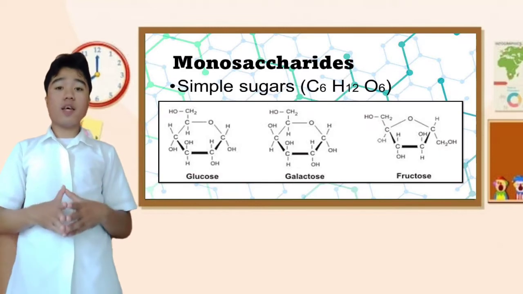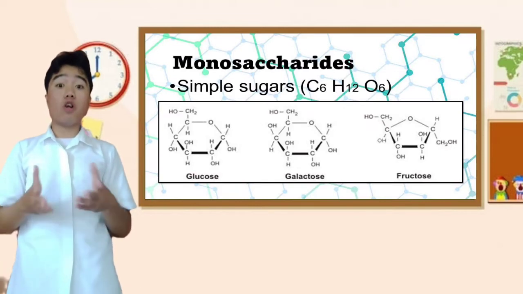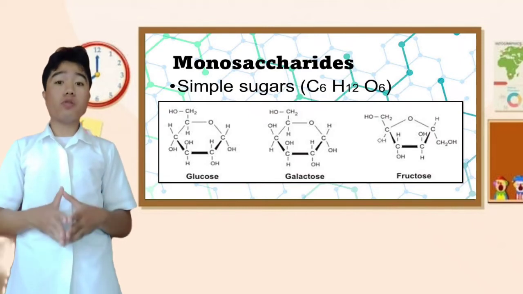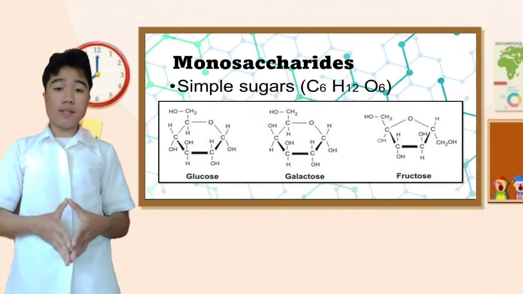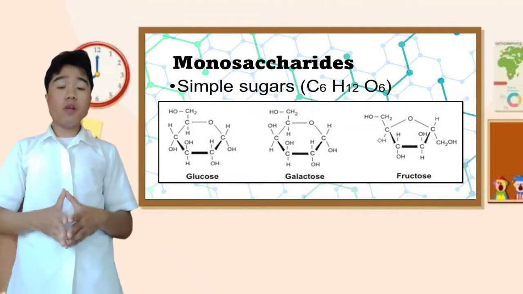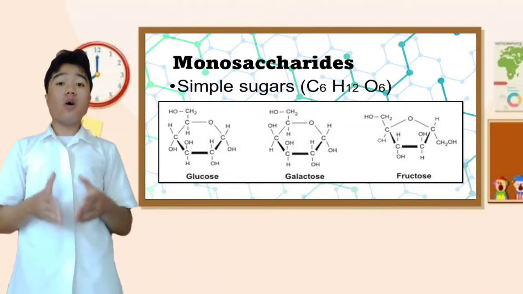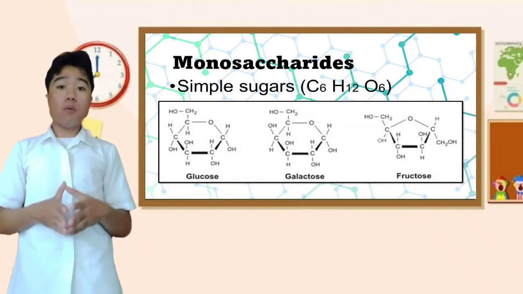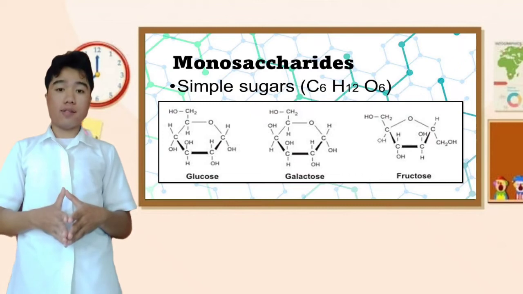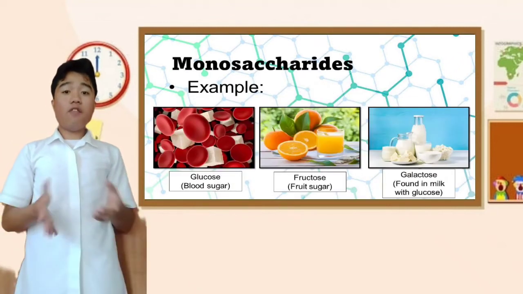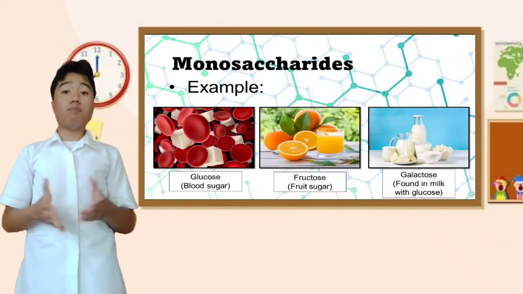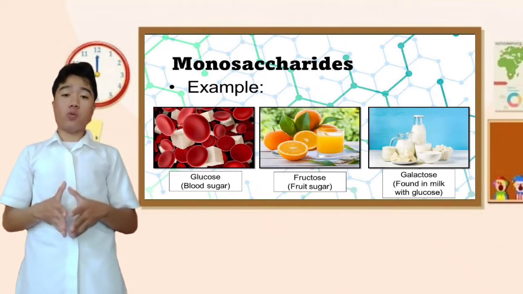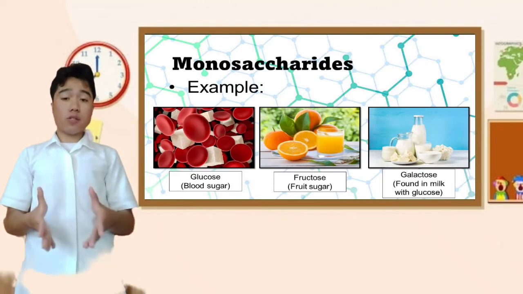The first classification of carbohydrates is the monosaccharides. As I have said, a monosaccharide is the simplest form of sugar or carbohydrate, and its chemical formula is C6H12O6. And here we have the chemical structures for examples of these carbohydrates. We have here the types or examples of monosaccharide. First, we have glucose, or the blood sugar, and it is similar to dextrose.